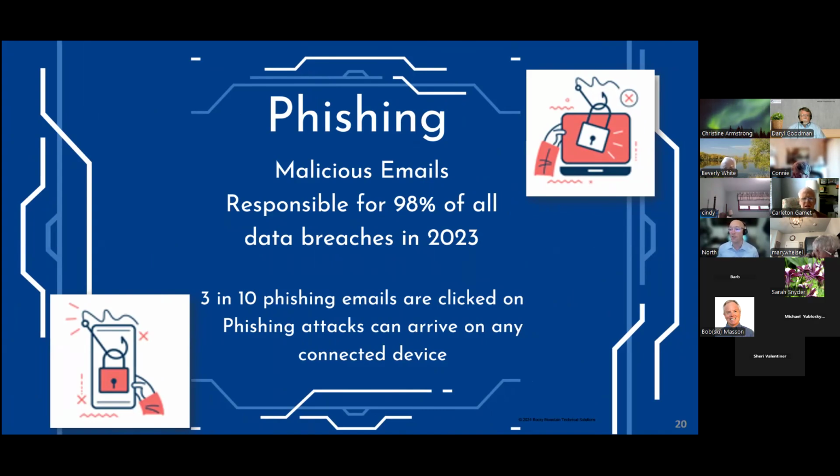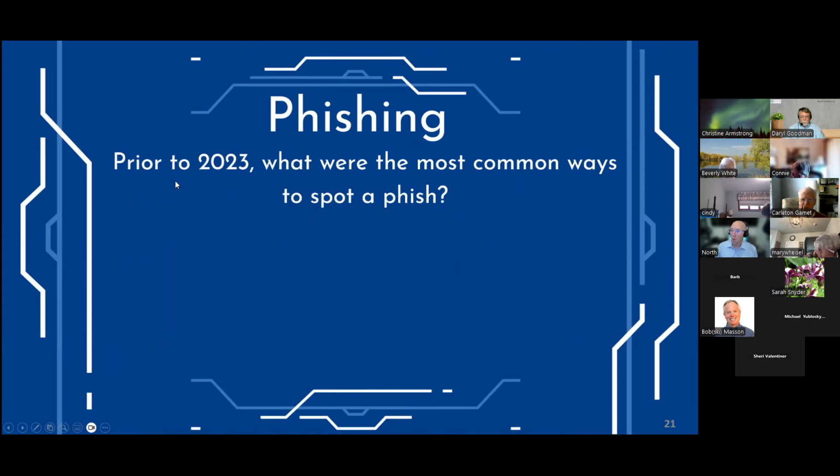Phishing attacks can arrive on any connected device. That can be an iPad, that can be a phone, that could be your desktop, your laptop. If it's connected to the internet, well, let me be specific: if it's connected to the internet and you get your email on that device, phishing attacks can arrive at that device. So prior to 2023, what were the most common ways to spot a phish? And if you want to unmute yourself and just throw out what you know about how to spot a phish, is there something that you use to spot a phish?